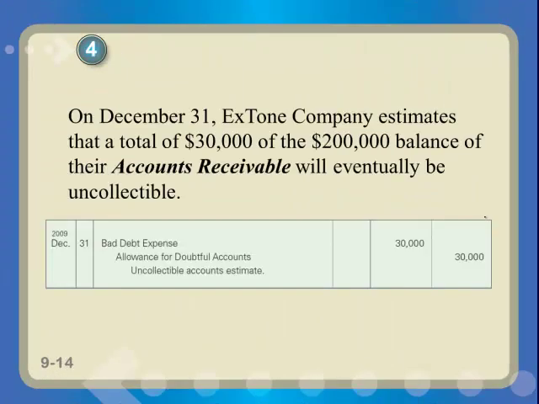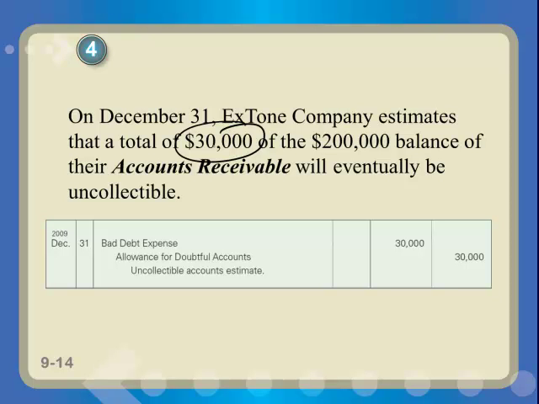All right, the allowance method is a little bit more detailed. Let's assume on December 31st, Exxon Company estimates $30,000 of the $200,000 balance of accounts receivable due to them will eventually be uncollectible. So we don't know how they came up with that number. We'll talk about that in just a little bit. But they calculated this $30,000 to be uncollectible.